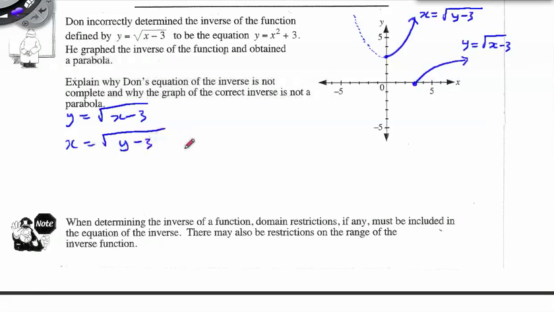See if I make the same mistake. Now we have to solve for y. So we square both sides, and we'll get x squared equals y minus 3, and you can see what's happening. I'll bring the 3 over and I'll get exactly the same as this. So what's going on here?